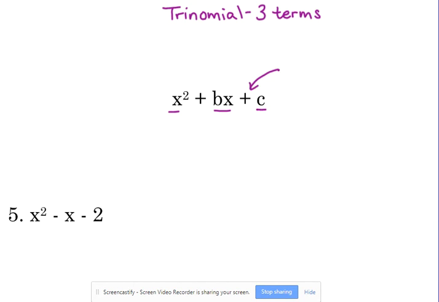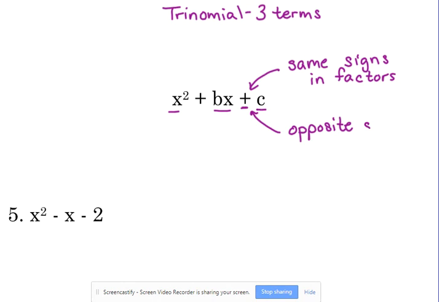When the last sign is a plus, then the signs inside of the factors will be the same. Okay, if it's a plus, you will have the same sign inside your factors. If it's a minus, okay, you're going to have opposite signs. One's going to be positive, one's going to be negative.